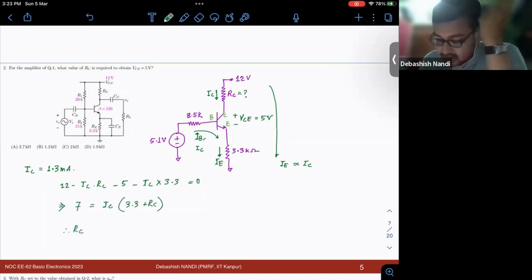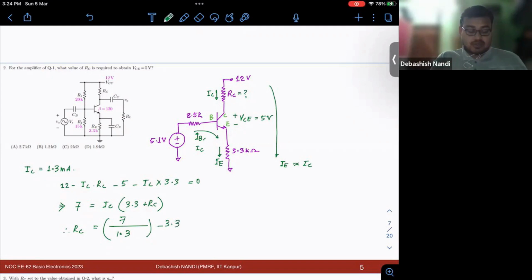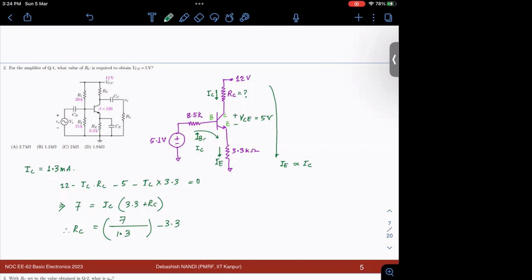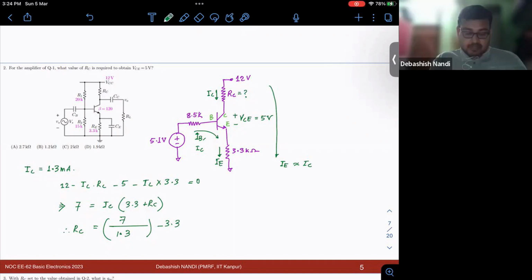So my RC is coming out to be 7 divided by IC, which is 1.3, minus 3.3. So 7 divided by 1.3 minus 3.3 is coming out to be 2.08 kilo ohm.